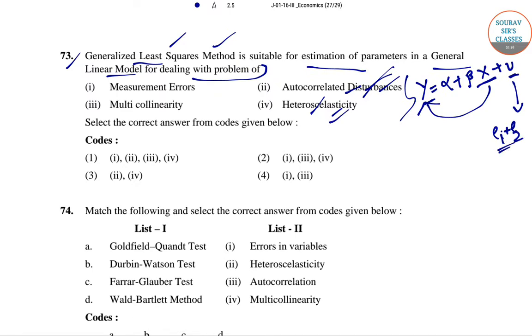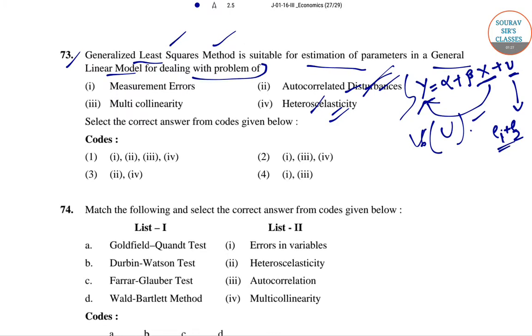And heteroscedasticity is when the variance of u is not sigma square, but varies with different values of x. Then we call it heteroscedasticity. So the generalized least square method is used in both autocorrelation and heteroscedasticity. So for question number 73, the right answer would be option 3.